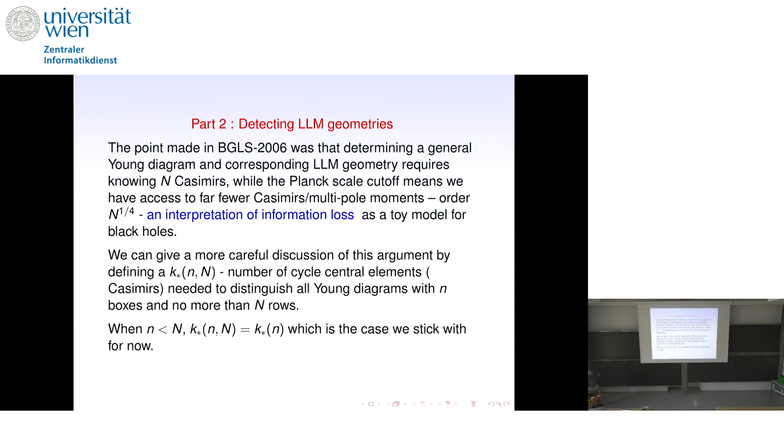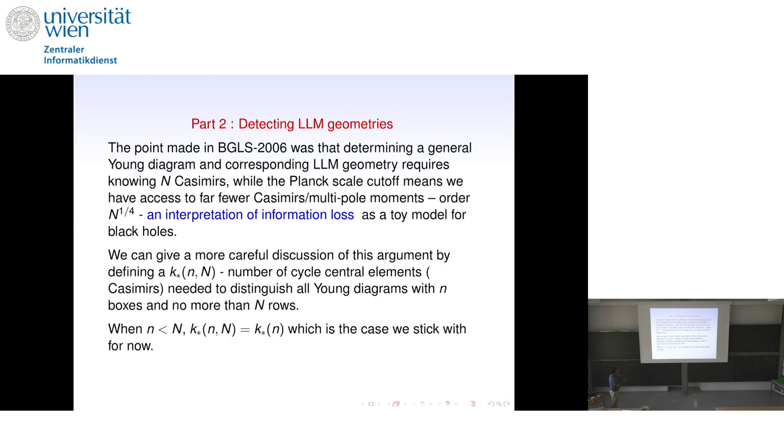But we can get back to that later. But underlying here, there's this interesting algebraic problem. You are given Young diagrams with little n boxes with a cutoff having no more than capital N rows. How many Casimirs exactly do you need? What's the minimum number of Casimirs you need?